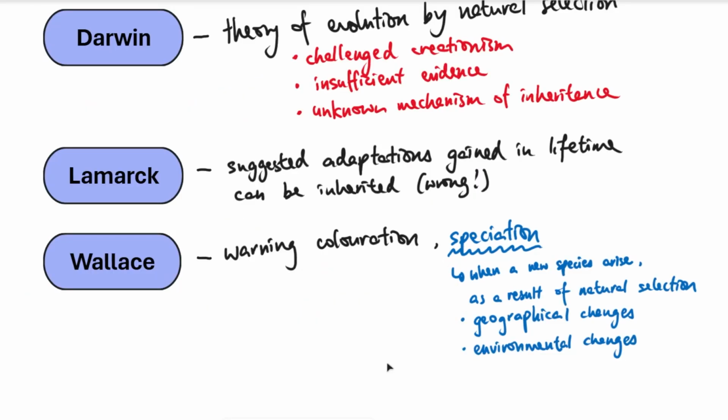So that was particularly the work of Wallace that he proposed as he was working on, like I said, getting evidence for natural selection. And you can see that there are some connections between speciation and natural selection and evolution.